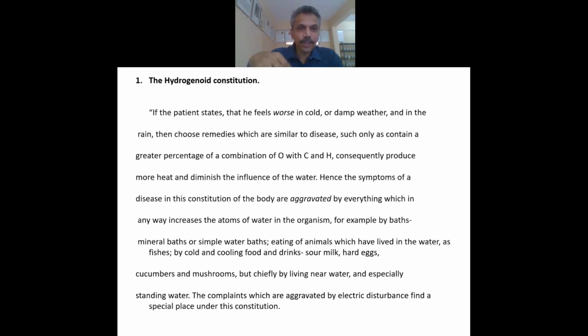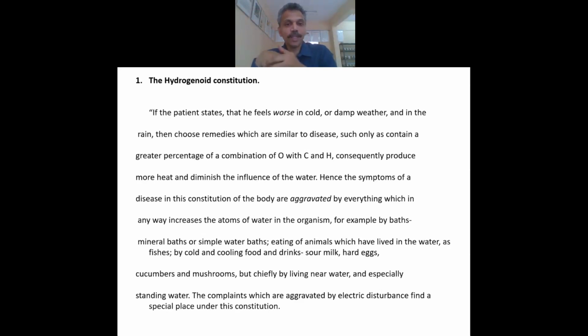Tomorrow in our practice we will see patients coming to us. As a practitioner, I have observed they come telling us, "Sir, I don't like this weather. I'll get cold, I'll get wheezing, I'll get cough." So there is a set of patients who are very sensitive to cold air or moisture, and they suffer from some diseases, or the diseases they already have get aggravated. They all come under the hydrogenoid constitution.